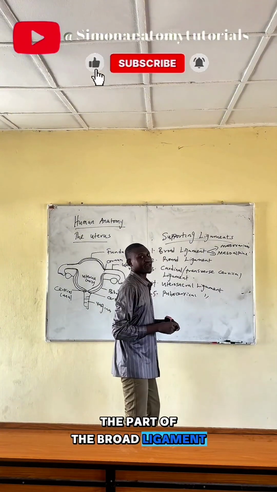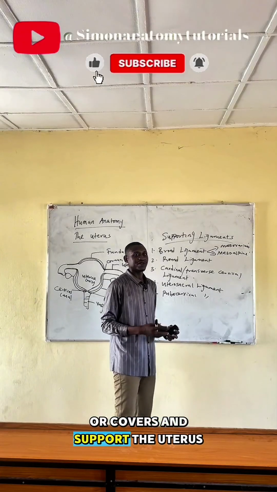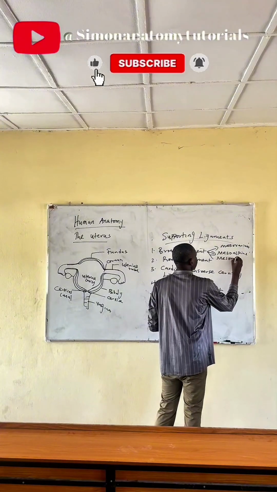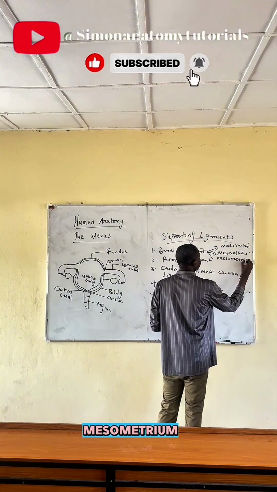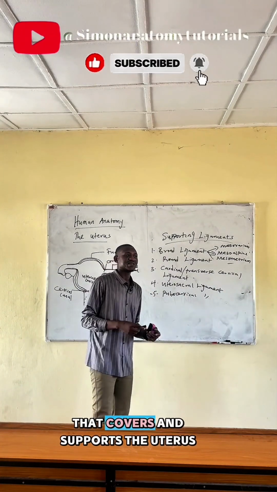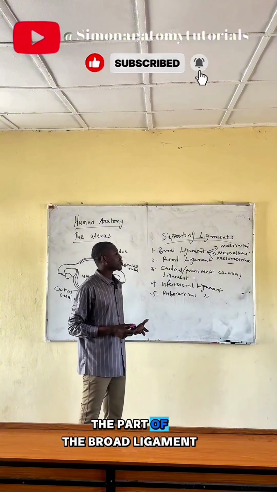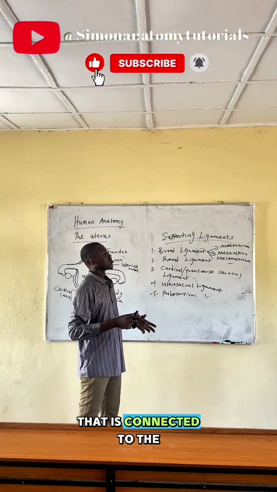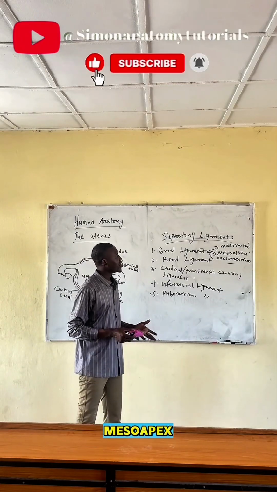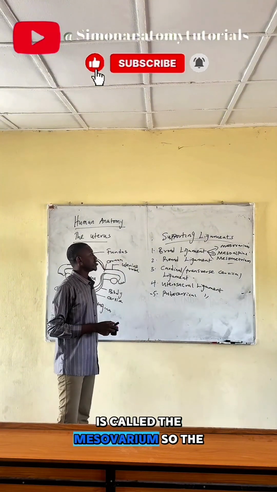The part of the broad ligament that is connected to or covers and supports the uterus is primarily referred to as the mesometrium. The part of the broad ligament that is connected to the uterine tube is called the mesosalpinx, while the part of the broad ligament that is connected to the ovary is called the mesovarium.